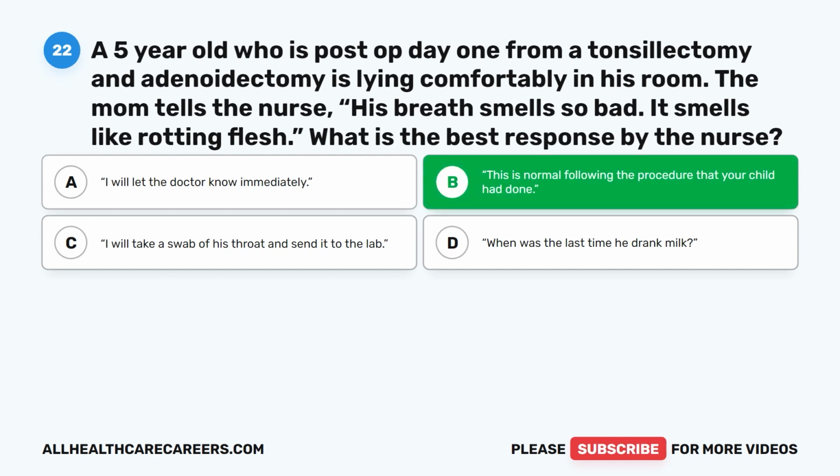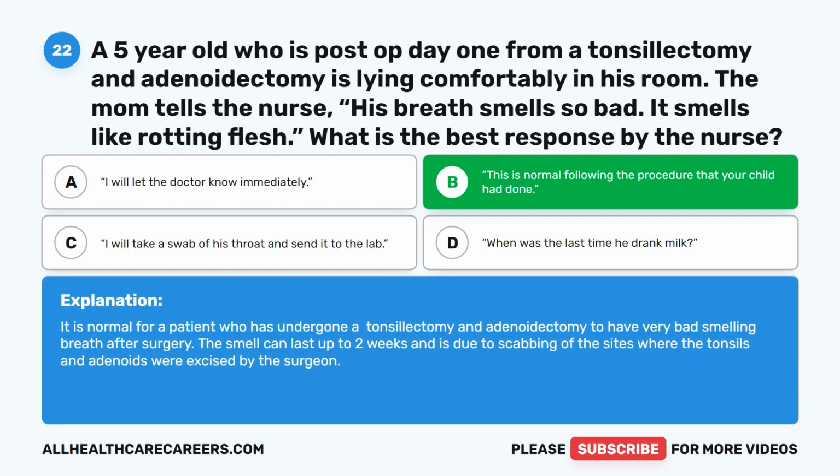The correct answer is B. This is normal following the procedure that your child had done. It is normal for a patient who has undergone a tonsillectomy and adenoidectomy to have very bad smelling breath after surgery. The smell can last up to 2 weeks and is due to scabbing of the sites where the tonsils and adenoids were excised by the surgeon.